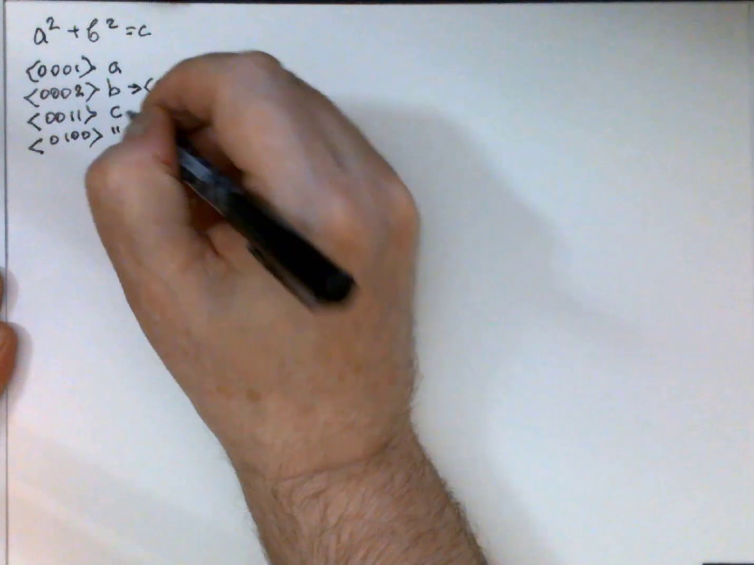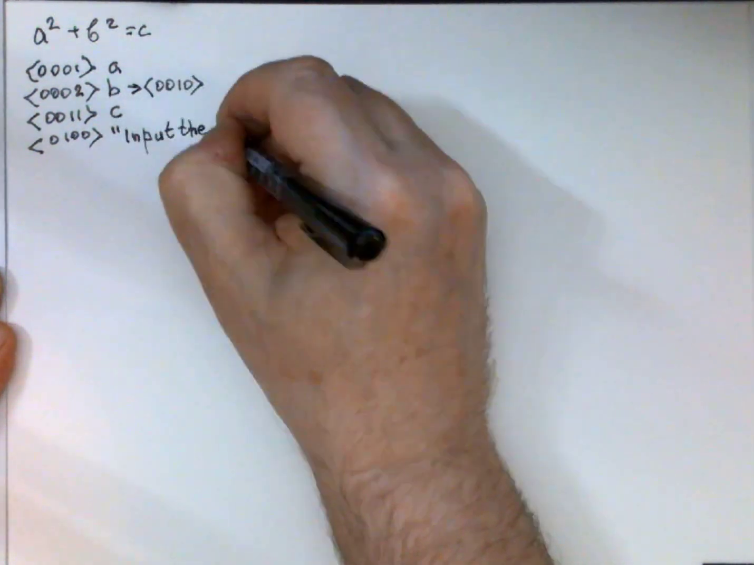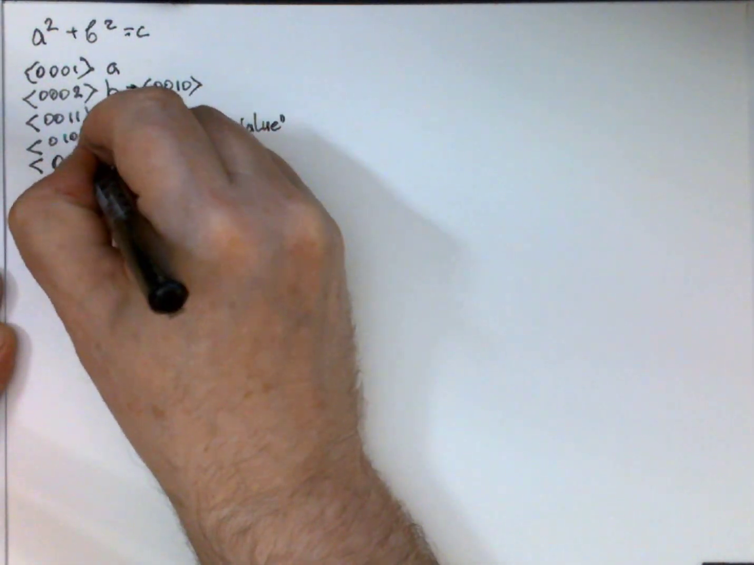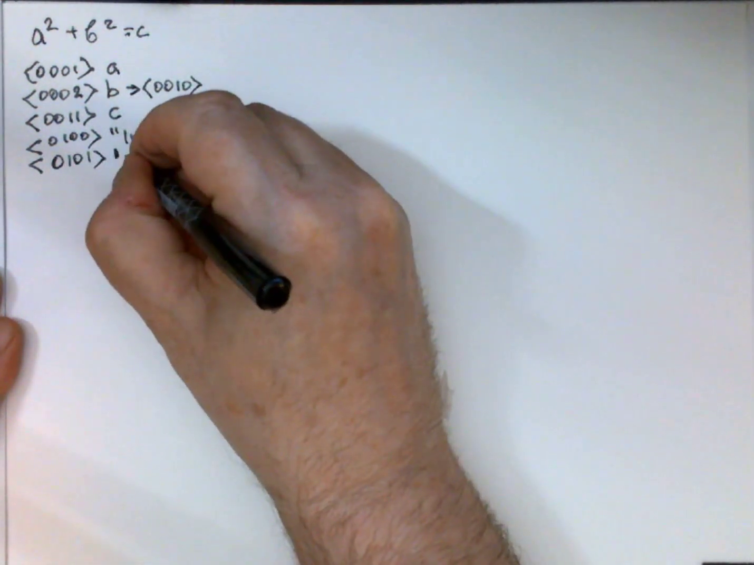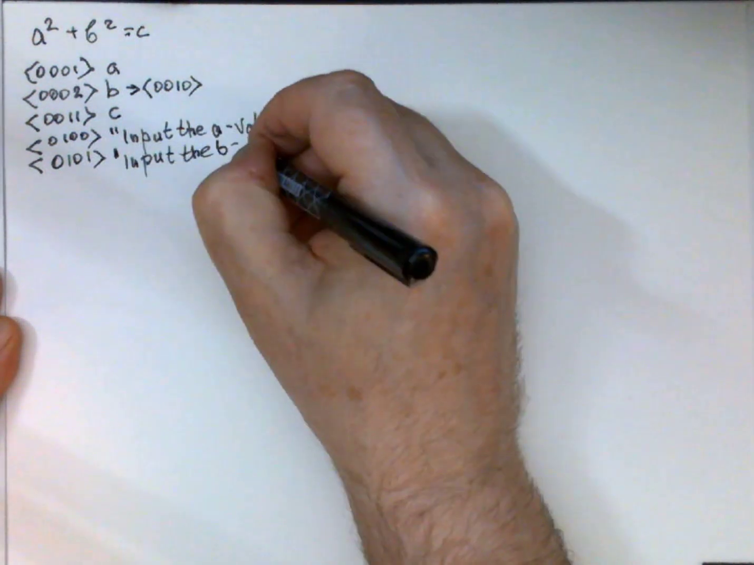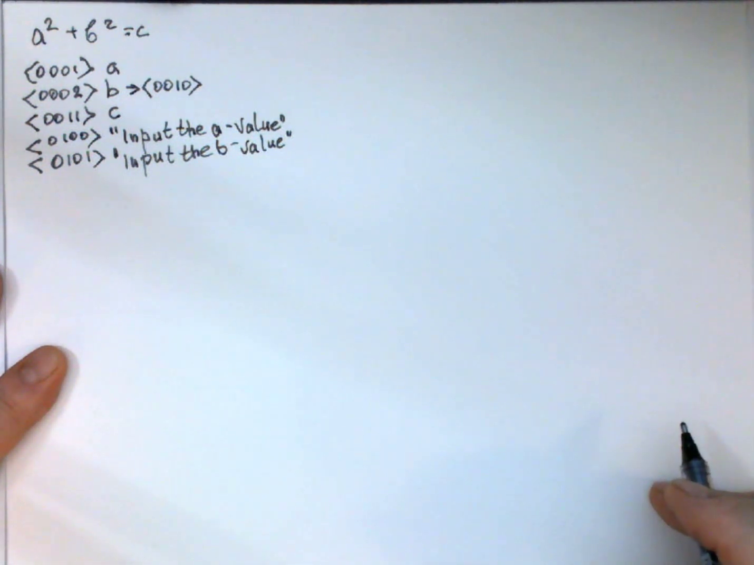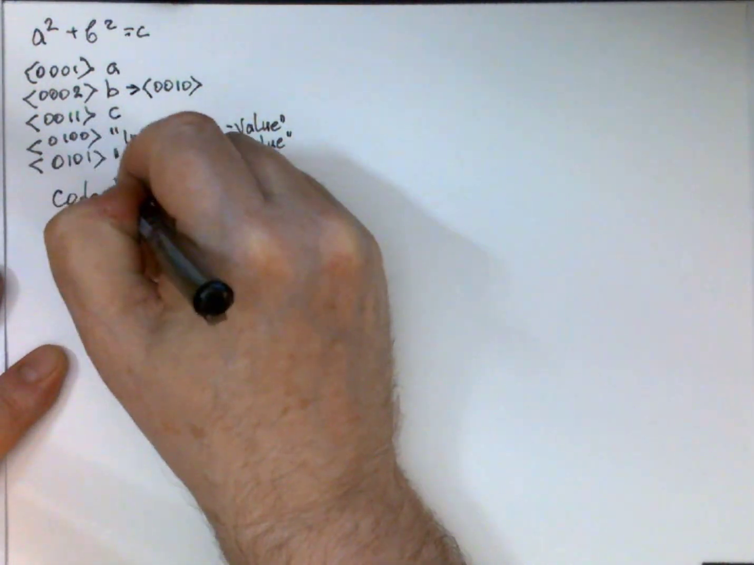I'll put it in apostrophe, so that will be input the A value. Cell 5, 0101, that is number 5 in binary, and I will put here input the B value. Now, as soon as operations for the program also could be in digital form, we need to modify the operations with the digital code. Let's go for code of operations.